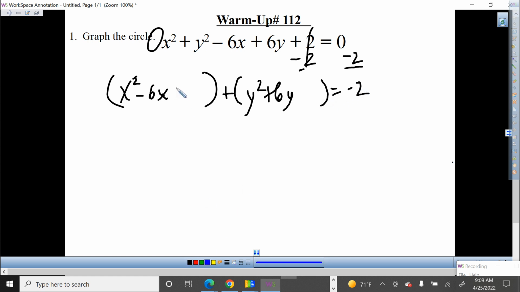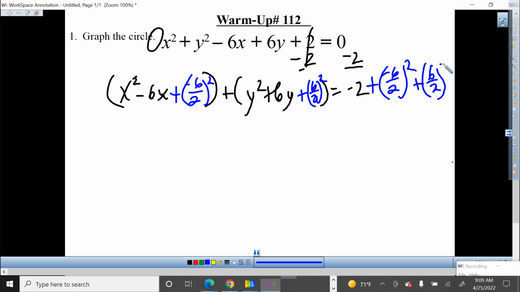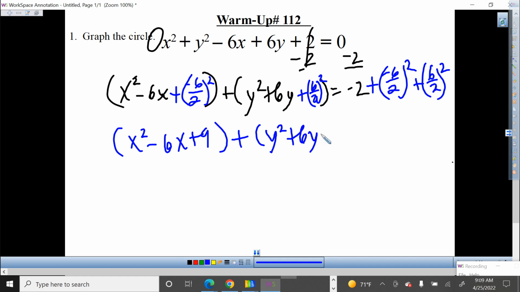From there, we complete the square, so we add negative 6 over 2 squared, and we do that to both sides. And here we add 6 over 2 squared, and we do that to both sides. We end up here with x squared minus 6x plus 9 plus y squared plus 6y plus 9, and all that equal to negative 2 plus 9 plus 9. So far, so good, yeah? Yes, Mr. Q. All right, good.